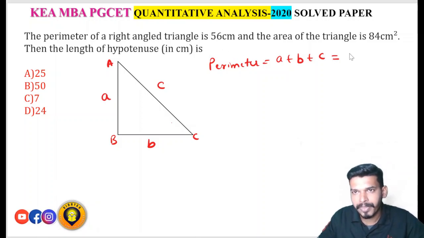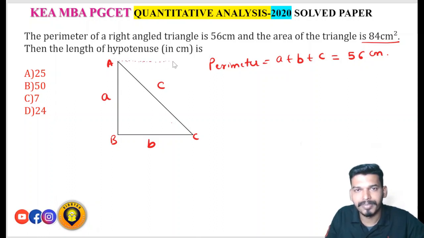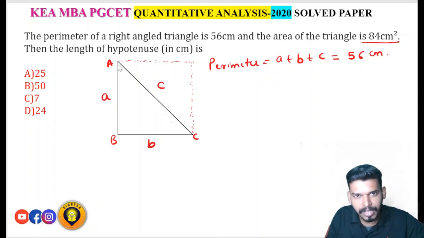So perimeter is equal to how much? 56 centimeter. Now area of the triangle. The area of the triangle formula you know. Suppose you have forgotten, just remember: this triangle is nothing but half of a square or rectangle. If you cut a square or rectangle diagonally, you get a triangle. If you join the other half of this triangle, you will get a square or a rectangle. Now you know the formula for area of a rectangle: length into breadth.